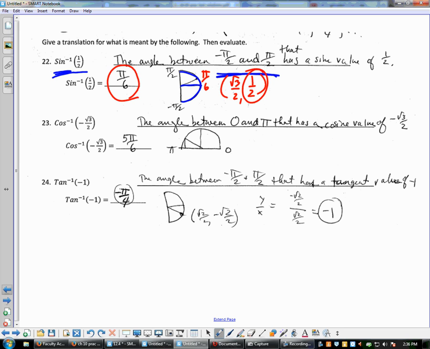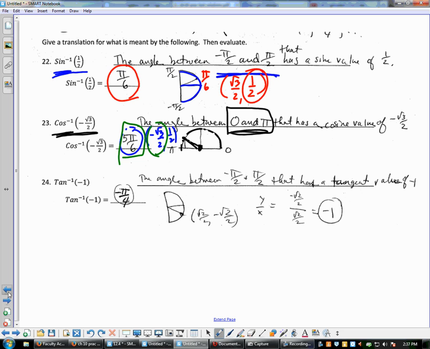What about 23? It says capital cosine inverse of negative square root of 3 over 2. That means the angle between 0 and pi this time. All right, not negative pi over 2 and pi over 2, but 0 and pi, that has a cosine value of negative square root of 3 over 2. So that occurs here on our unit circle. Remember, we're only looking at the top half. That occurs here at 5 pi over 6, which has the ordered pair negative square root of 3 over 2, comma 1/2. Again, we're looking for where on the unit circle the cosine is negative square root of 3 over 2, and that's just 5 pi over 6 if we're only looking between 0 and pi.